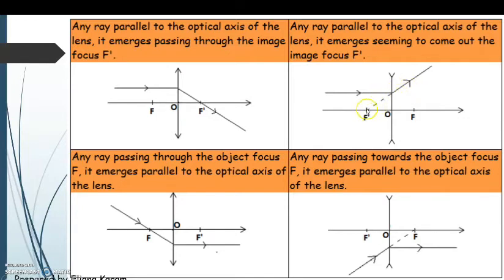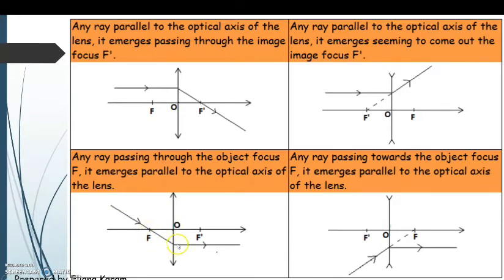Okay, so it seems to come out from image focus F prime. If the image focus is F prime over here, we link F prime with the incident point over here.